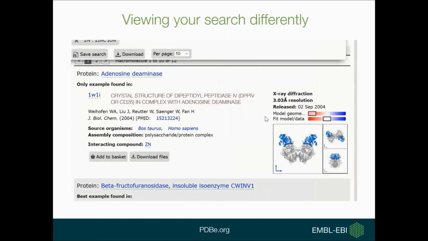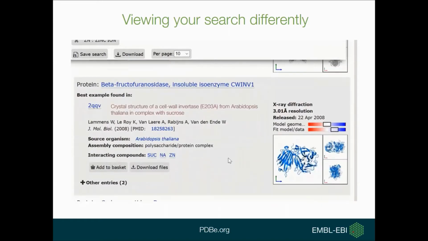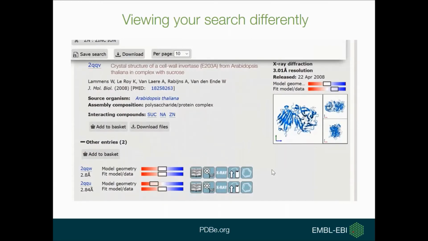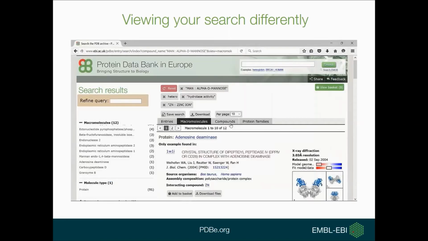For instance, this is adenosine deaminase. In the image on the right, it will show where this individual macromolecule is within that entry. Some macromolecules will have multiple entries. We give you the best example based on the validation score, and we also give you the other entries, and these are ordered by best validation score to lowest, i.e. least outliers to more significant outliers.